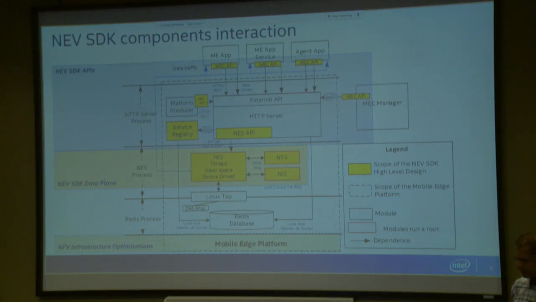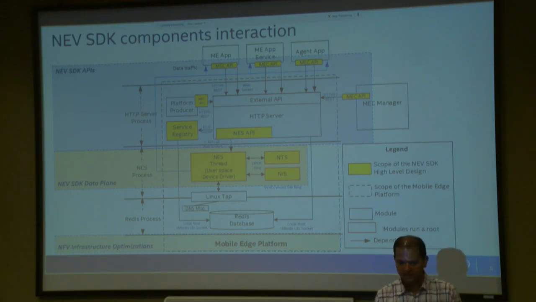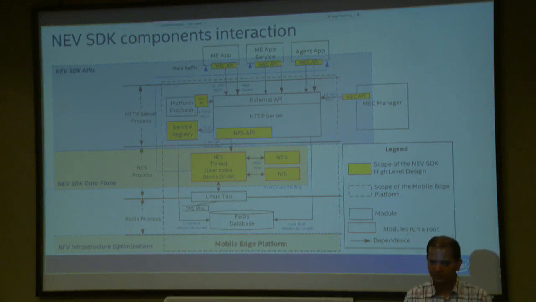So looking a little bit deeper into the architecture of our SDK and trying to show the different areas of work we do and why we do this is going to give you an impression of what you can achieve with this SDK, right? So the three main areas of work we do are the APIs, the data plane, and the infrastructure optimization.